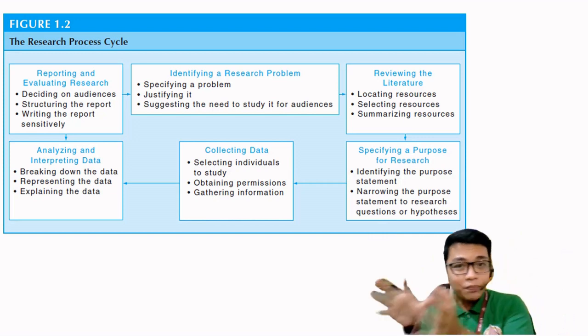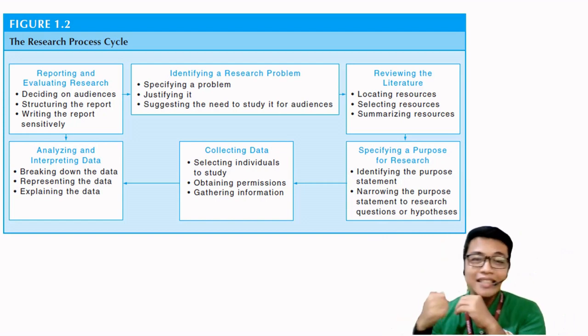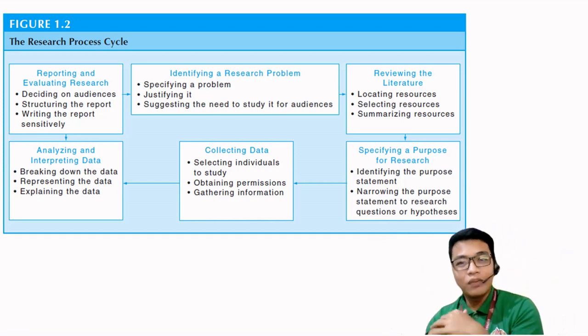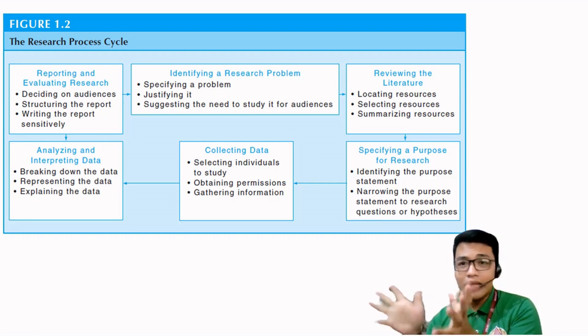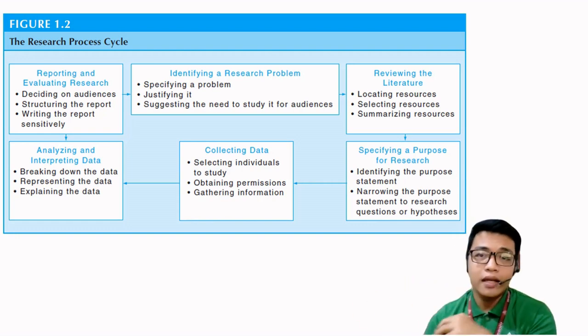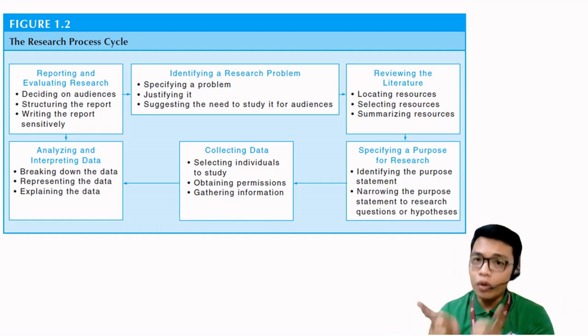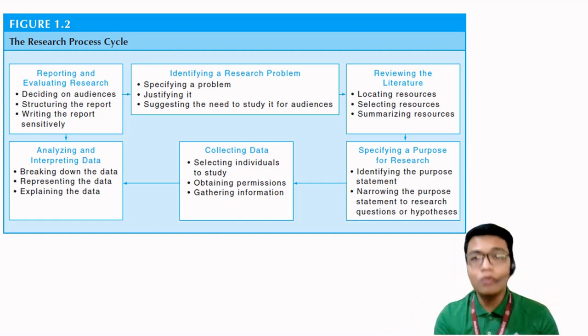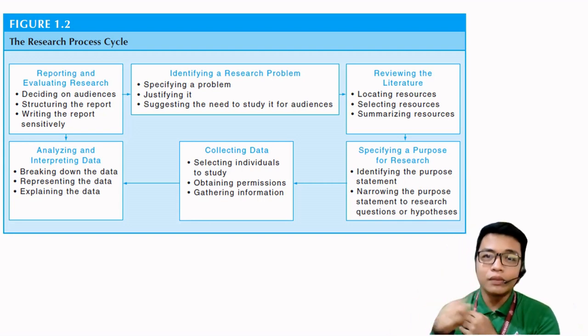So following the specification of the purpose of the research, we then collect data. And part of the data collection, according to Creswell, is sampling. Selecting individuals to study, that's sampling. Obtaining permissions, that's ethical procedures, and gathering information. And finally, after that, you gather your data, you analyze and interpret the data, and you report and evaluate your research. Now, reports and research evaluations would also lead other researchers to identify another research problem. So that's how we build on the research.